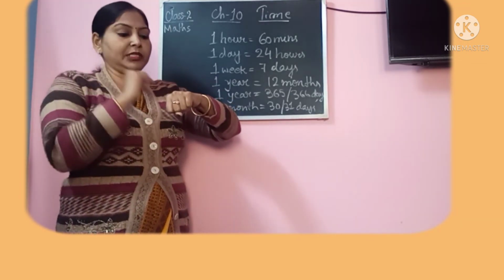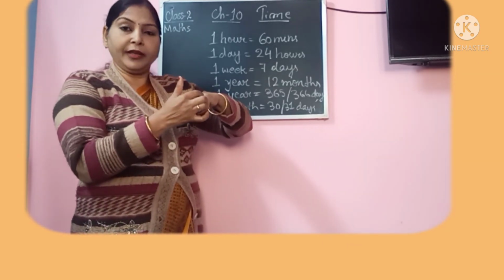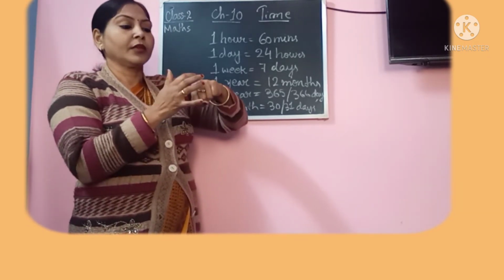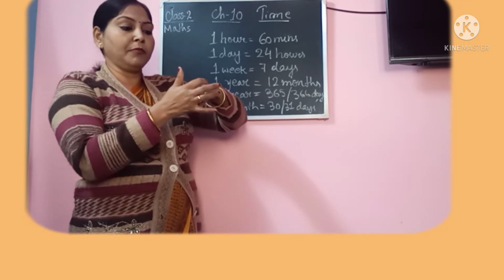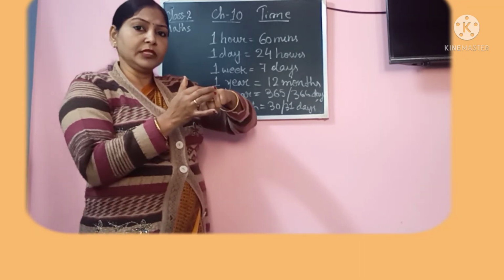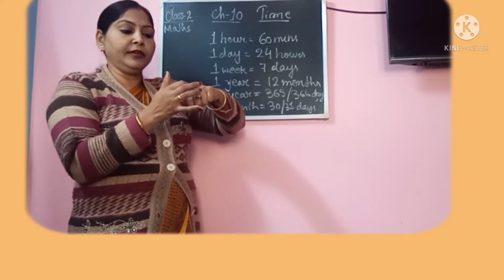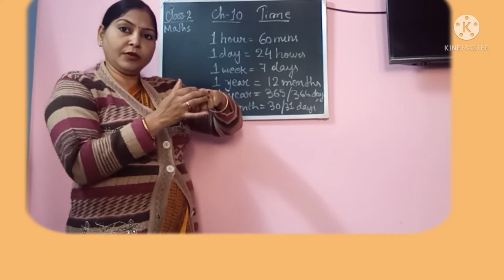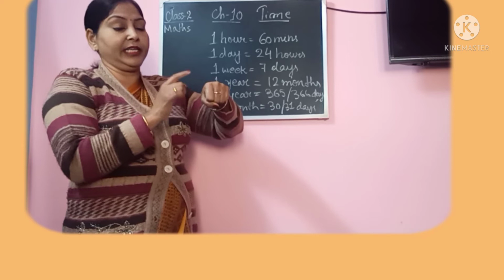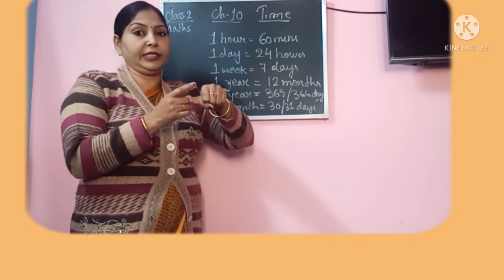Which are those months? Let me see. January is 31, February 28 or 29, March 31, then April 30, then after April is May. Okay, May is 31, then June is 30, okay, July and August is 31 days. July and August, 31 days. Remember, July and August are 31 days, okay.